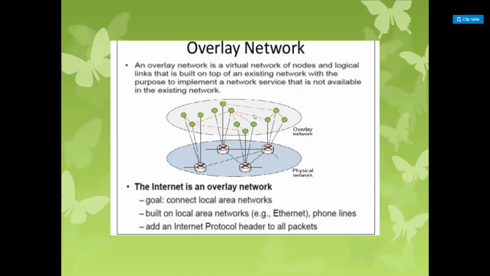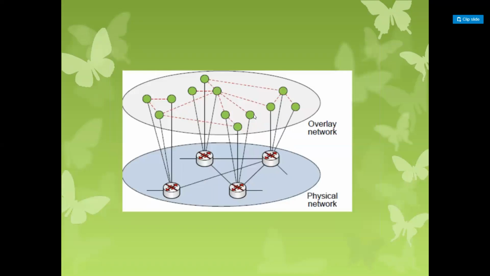The main goal of this overlay network is to connect local area networks. Second, it is built on local area networks, that is on Ethernet and phone lines, and adds an internet protocol header to all packets. Okay, this is about the internet as an overlay network. See, this is the clear picture of the overlay network and the physical network. The overlay network is above the physical network, which consists of nodes.